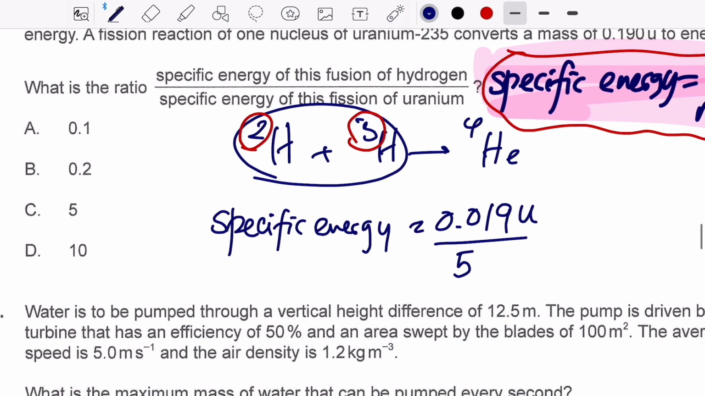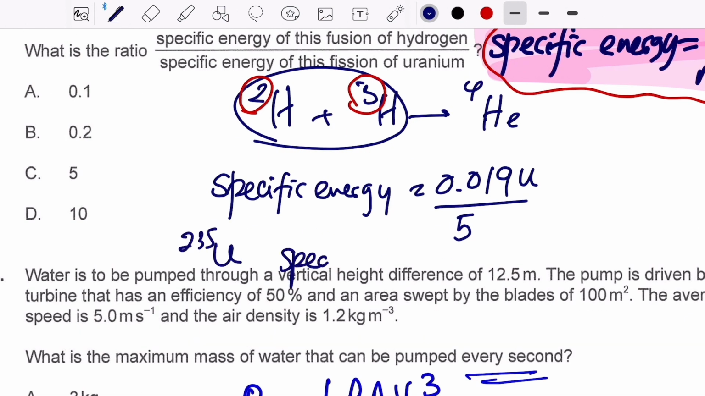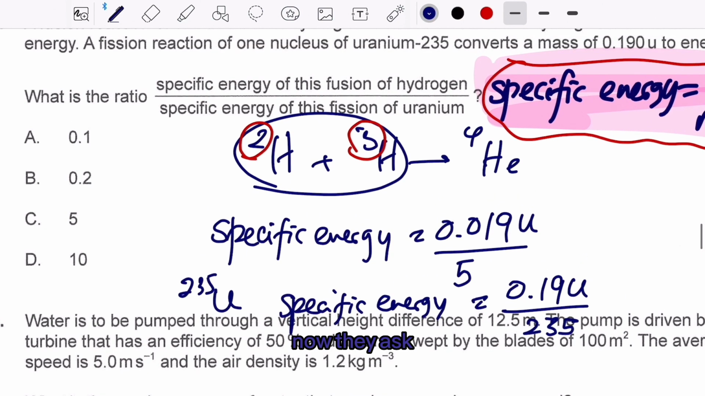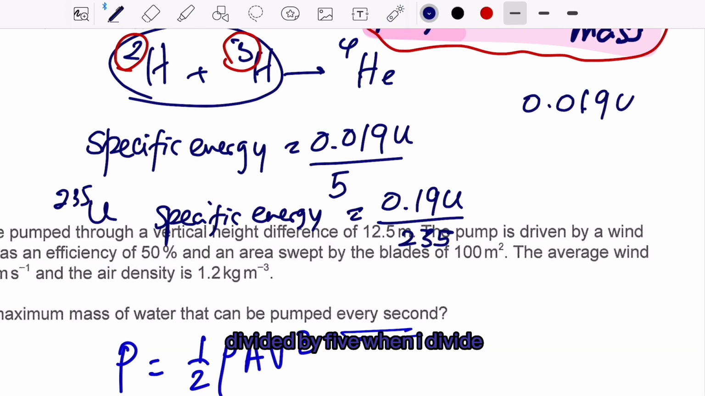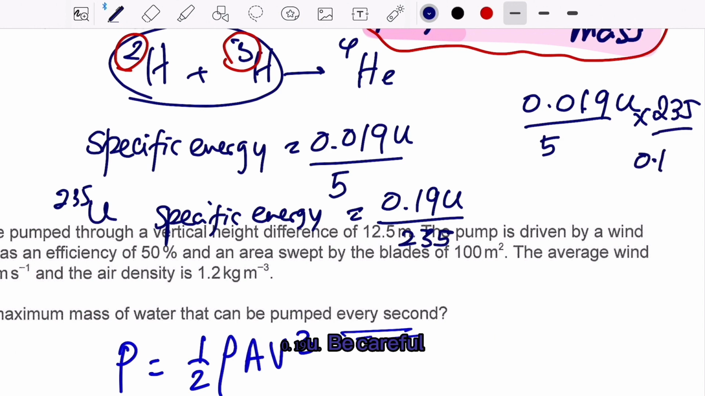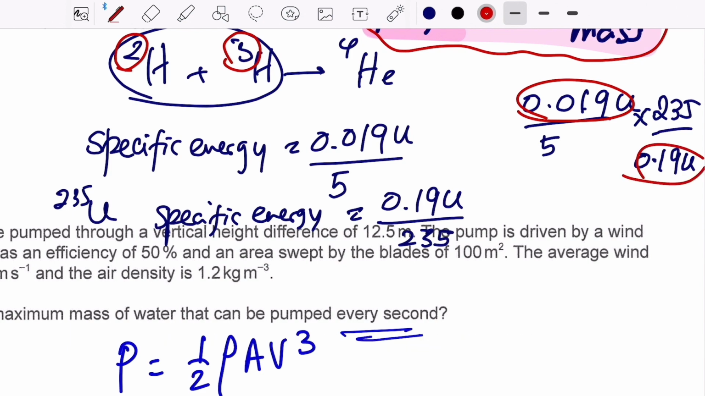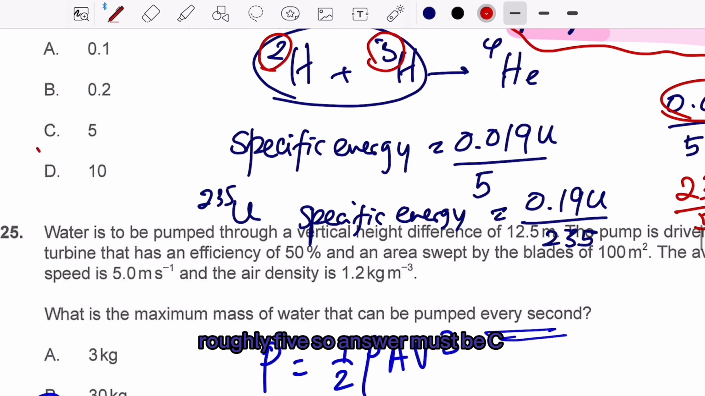Second situation, uranium-235, specific energy is 0.19 U divided by 235, right? Now they ask to divide these two answers, so I write 0.019 U divided by 5. When I divide, it goes upside down: 235 over 0.19 U. Be careful, this is 0.019, this is 0.19 only, so I can write, hold on, 23.5 divided by 5, roughly 5. So answer must be C.